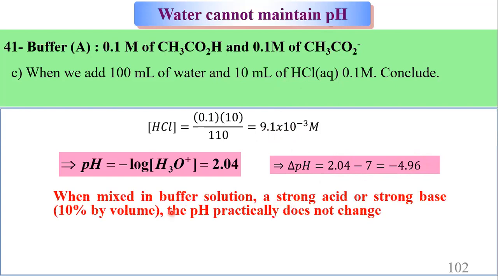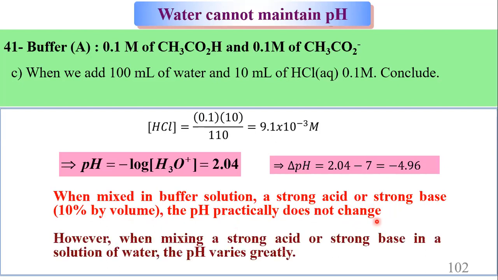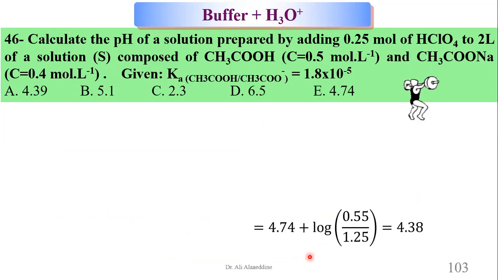And so when we mix a strong acid or a strong base into a buffer solution, where they're limited in concentration, 10% by volume, not much, the pH practically does not change. However, when we mix a strong acid or a strong base into water, the pH varies greatly. If you go back to the course, you saw that graph where we had a straight line for the modification of pH in a buffer when adding HCl, but in water the pH was greatly decreasing.